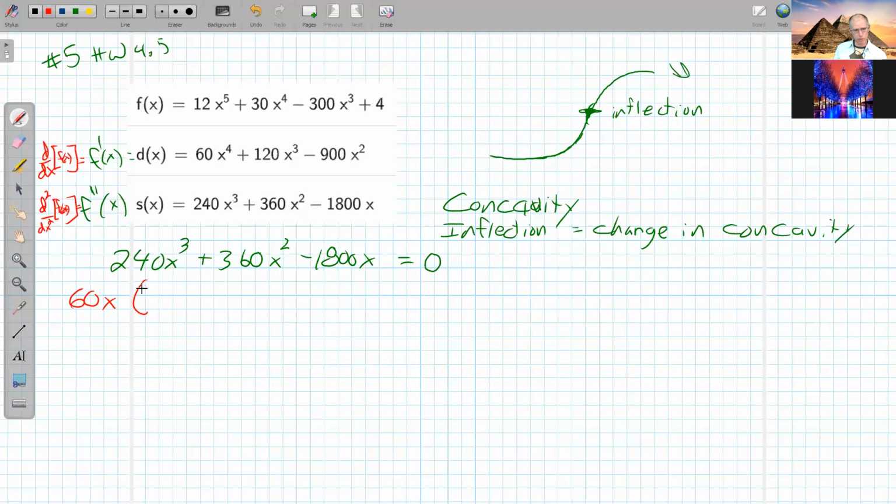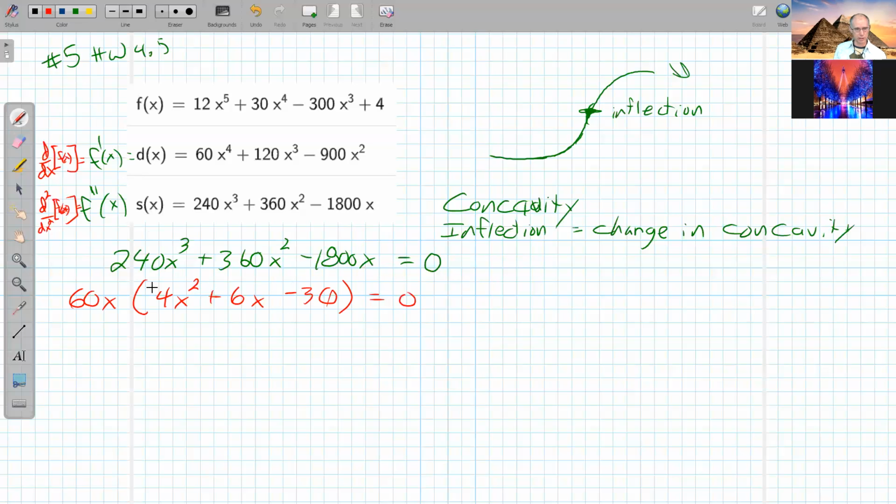So 6 goes into 24 4 times, so 60 goes into 240. Oh no, wait. Yeah, that's right. So that's going to be 4x cubed. 6 goes into 36 6 times, so that would be plus 6x squared. 6 goes into 18 3 times, and there's 2 zeros, so that would be a 30. And, oh, I took an x, didn't I? So that would be a square in the first power. I took the x from the other one. So x squared, x, all right.